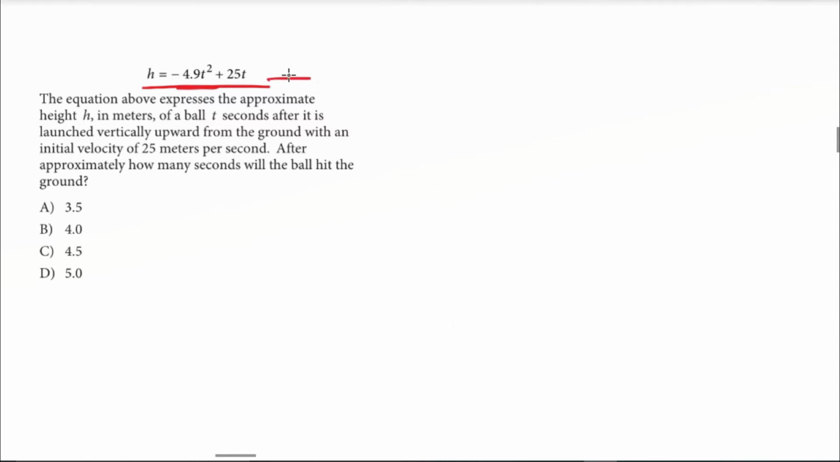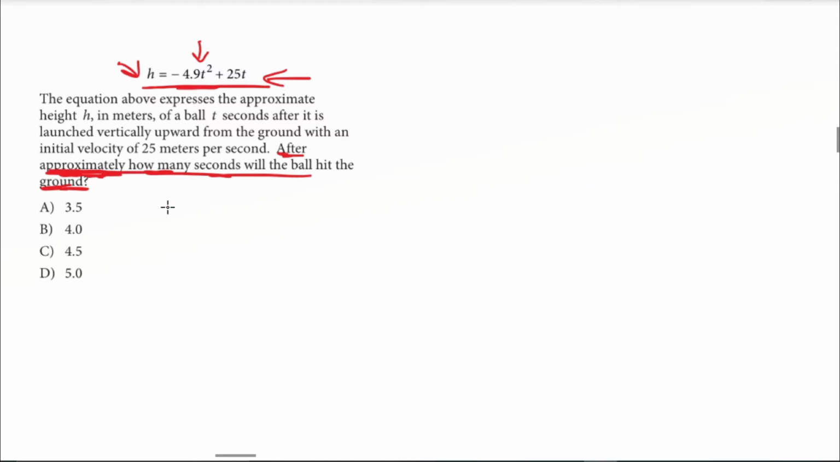The question tells us that this exact equation is a representation of a ball's height h in terms of time t. We need to find out after how many seconds approximately will the ball hit the ground. Now approximately means that the answer may not be exactly one of those, right? But it may be close. So we need to find a close answer to one of the choices.